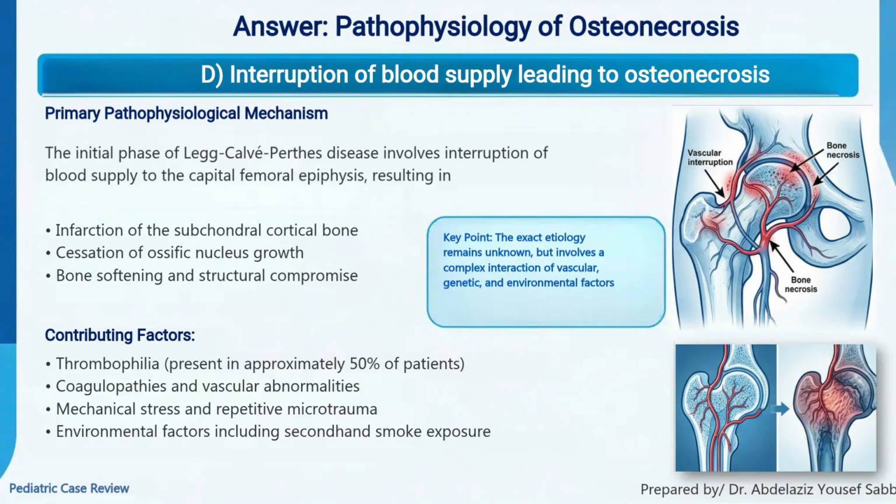Key point: the exact etiology remains unknown, but involves a complex interaction of vascular, genetic, and environmental factors leading to femoral head ischemia. Contributing factors include thrombophilia, which is present in approximately 50% of patients, coagulopathies and vascular abnormalities, mechanical stress and repetitive microtrauma, and environmental factors including secondhand smoke exposure.